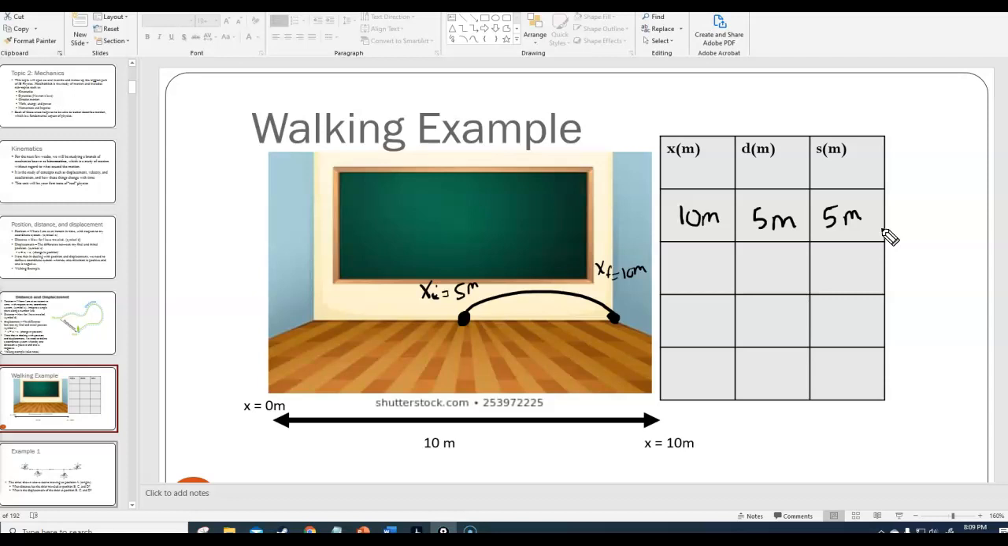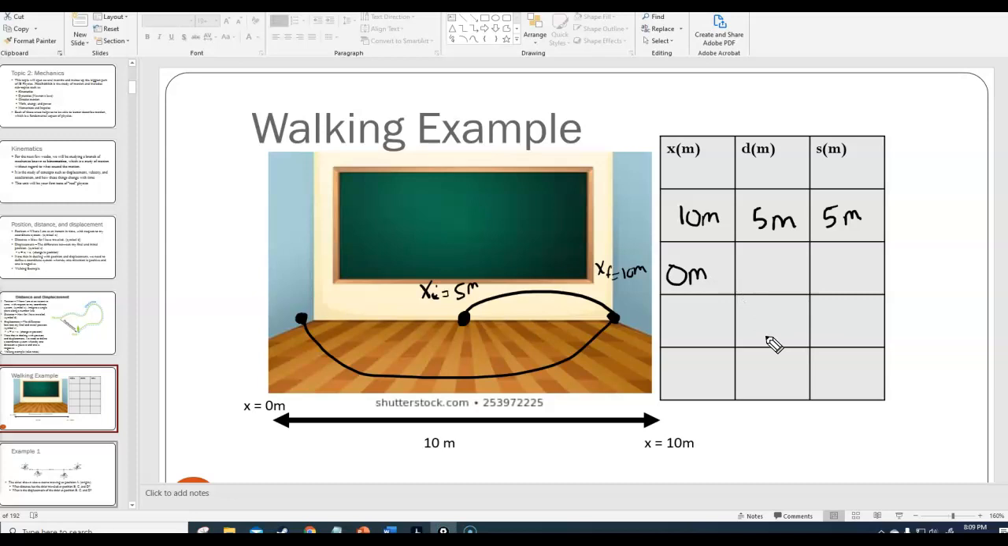Okay, so watch what I do now. Okay, so now I'm at 10 meters, x equals 10 meters, and now I'm going to walk back to over here. Okay, what is my position now? Well, my position now, remember at the beginning of this problem, I defined this side of the room to be x equals 0 meters. Alright, so my position currently is 0 meters.